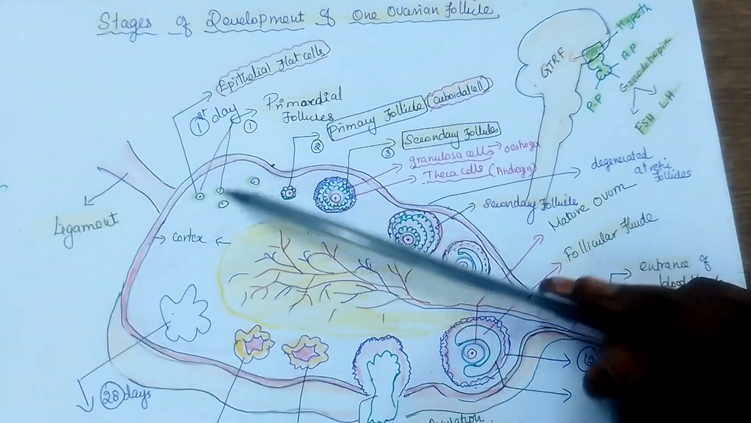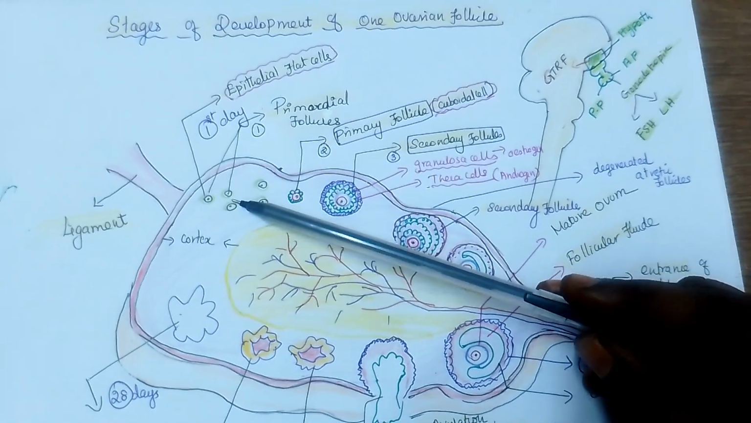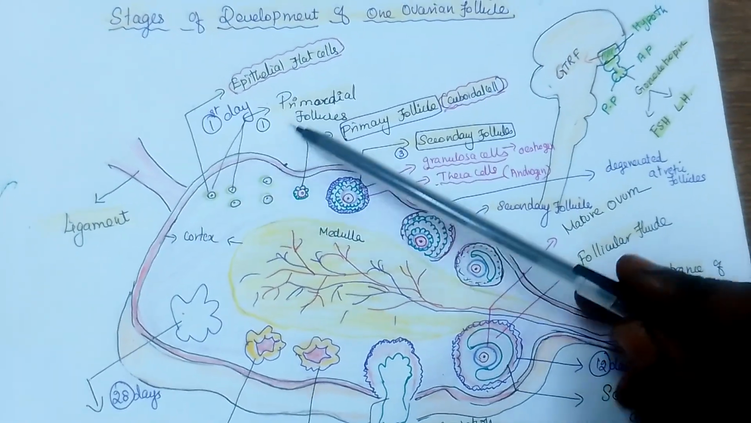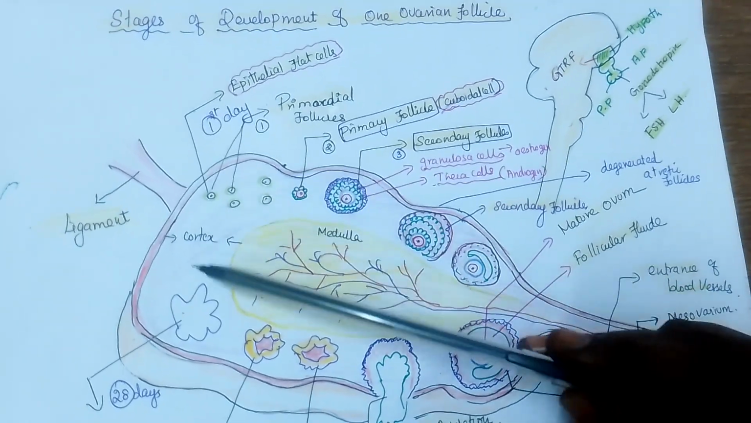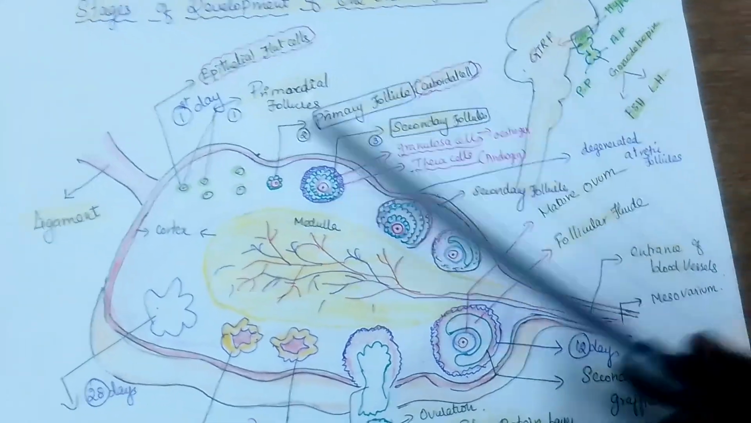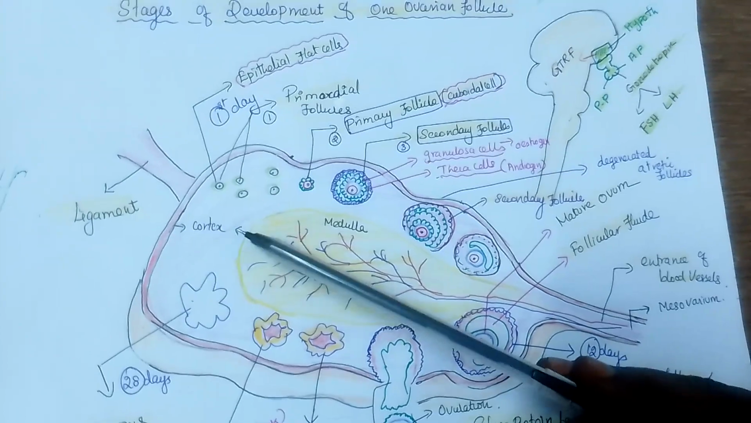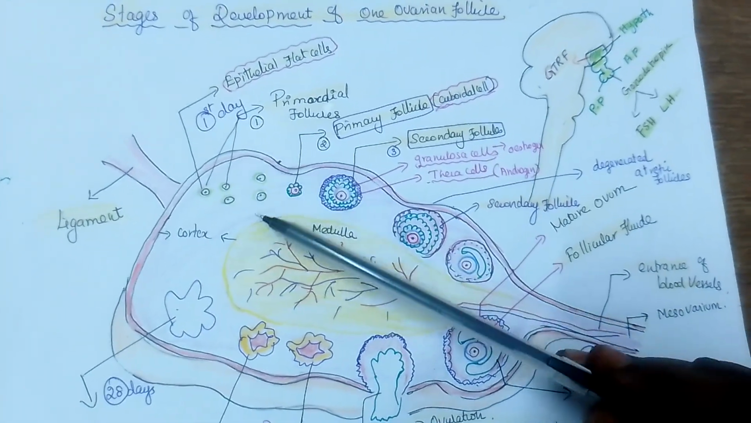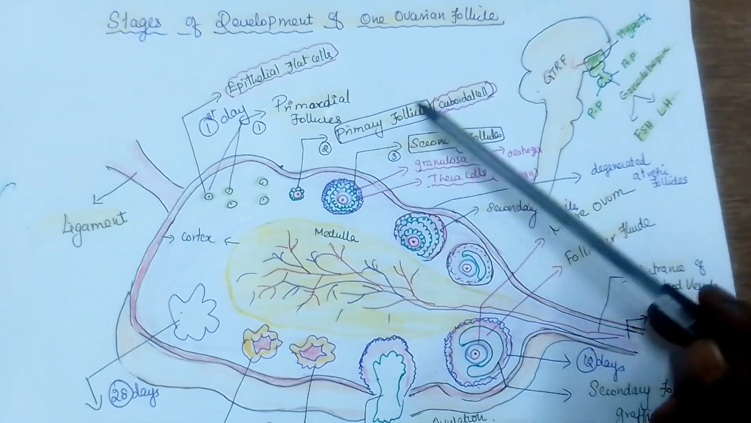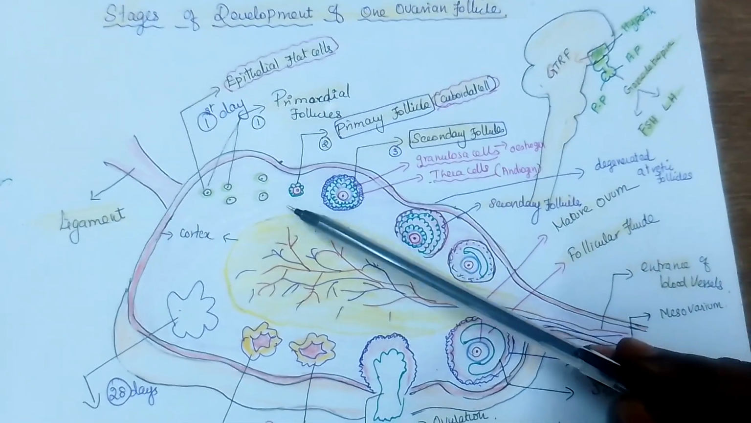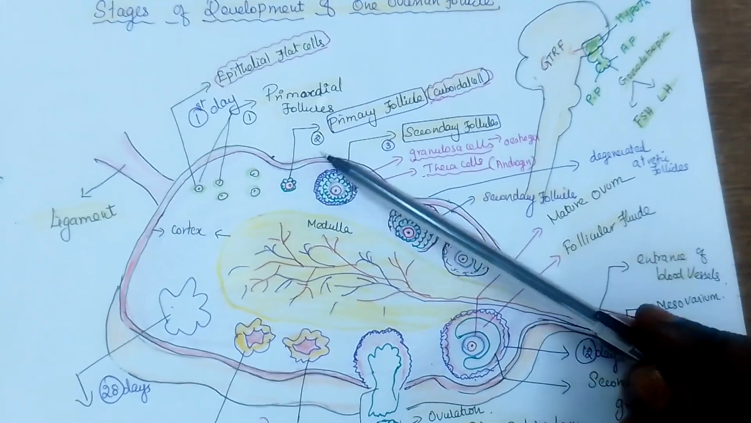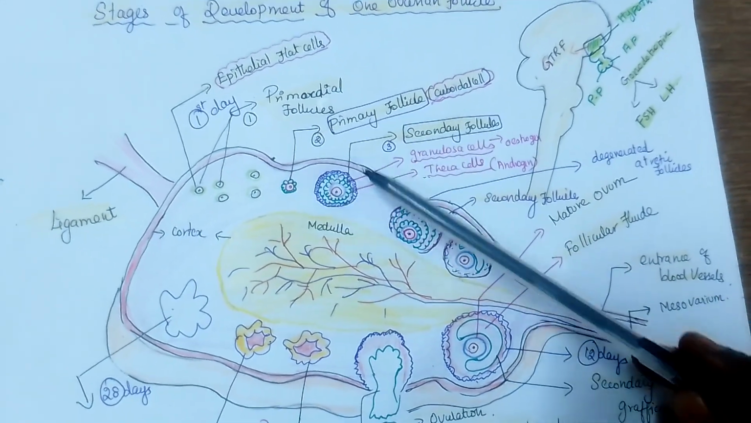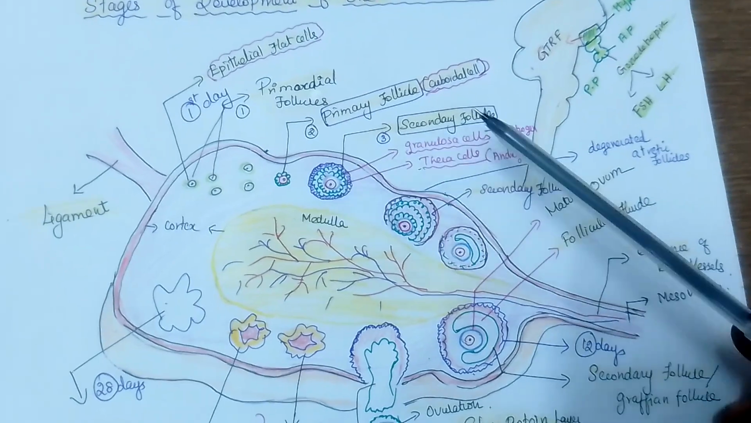At the first stage, the follicle is developed by flat epithelial cells. Understand? This is called the primordial follicles, a number of primordial follicles. Due to the hormonal influence of follicle stimulating hormone and luteinizing hormone, the primordial follicles are converted into primary follicles. The flat epithelial cells form cuboidal cells, and from this stage they go on to the secondary follicles.